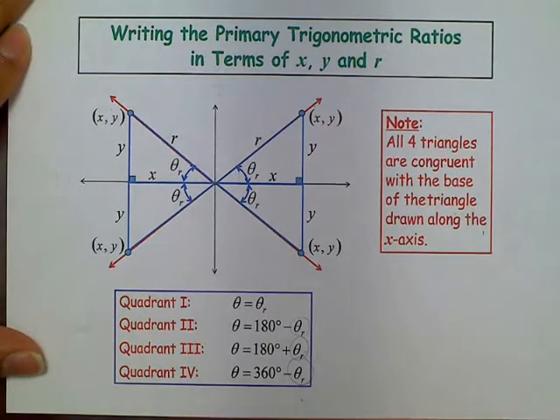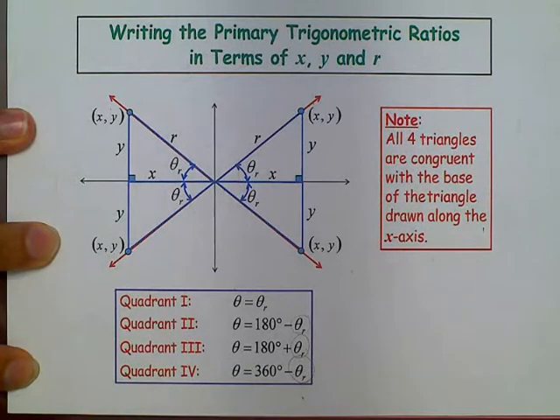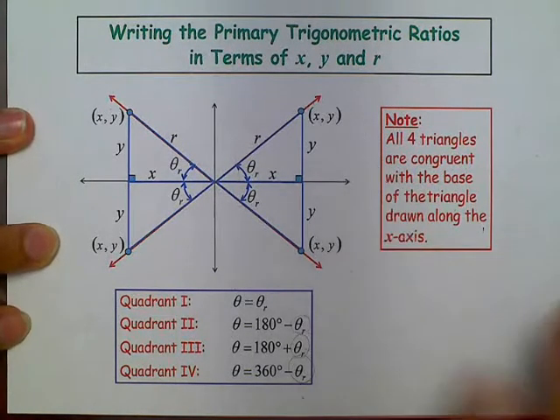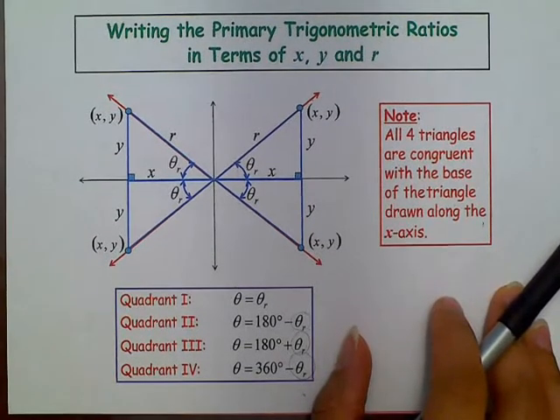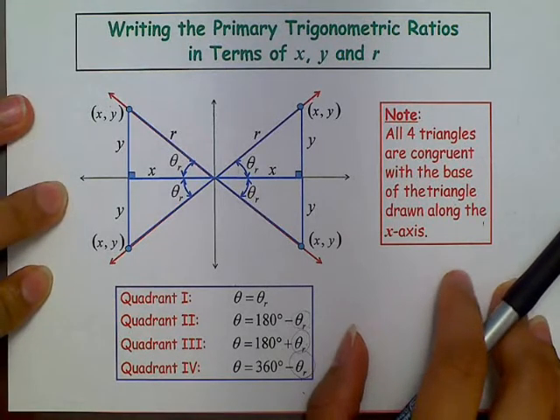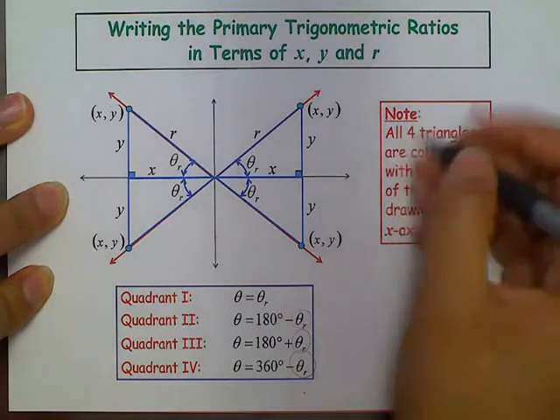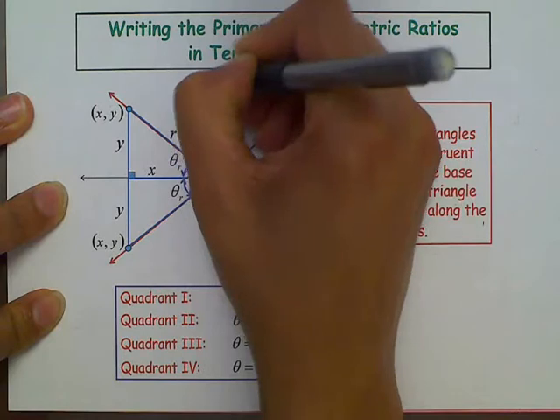Okay, so here's all four of the triangles drawn with terminal arms in all four quadrants. Now you won't always have to draw all four terminal arms, but it really depends on the problem that you're given. If you have an angle that's given, then it should be pretty obvious which quadrant your terminal arm will be drawn in. So for example, if the angle is given, and it's between 0 degrees and 90 degrees, you'll know it's in the first quadrant.